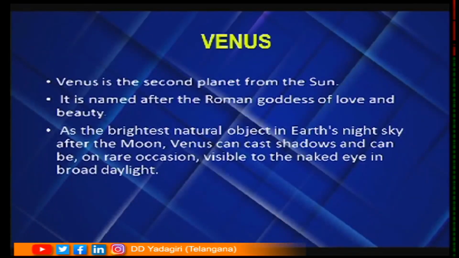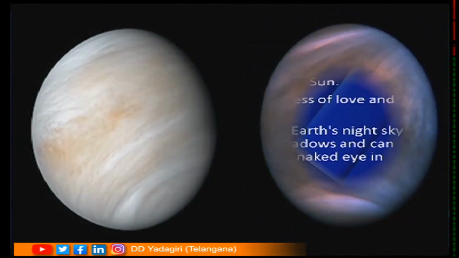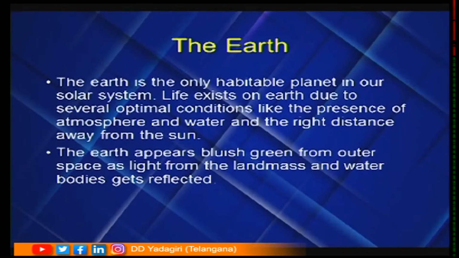Now, coming to the next planet, Venus, the second planet from the sun. It is named after the Roman goddess of love and beauty. As the brightest natural object in the Earth's night sky after the moon, you can see Venus as a bright object in the night sky from the Earth. Venus can cast shadows and on rare occasions is visible to the naked eye in broad daylight. This is the way Venus is seen from the Earth through a telescope.